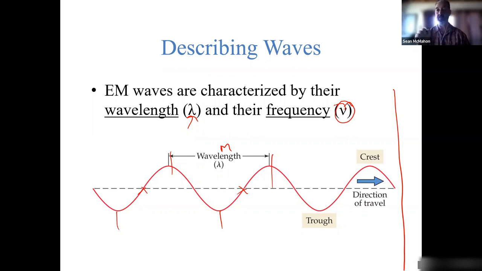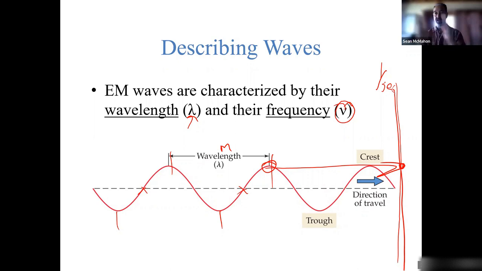So what do I mean by a per second? If I pick a point in space, how many of these peaks are going to pass that point in space in 1 second? Right? So you have your wavelength, it's traveling at the speed of light. So no matter what, you're going to have a certain number of peaks pass a point in a second. And that number of peaks per second is what we call frequency.